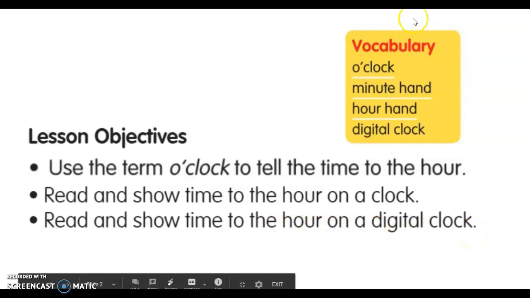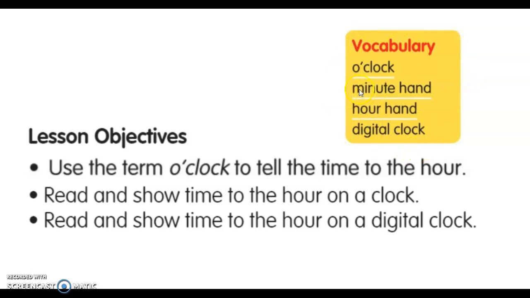So here's our vocabulary in the yellow box. We have o'clock. Everyone say o'clock. We have minute hand. Everyone say minute hand. We have hour hand. Everyone say hour hand. And we have digital clock. Everyone say digital clock. Good work.